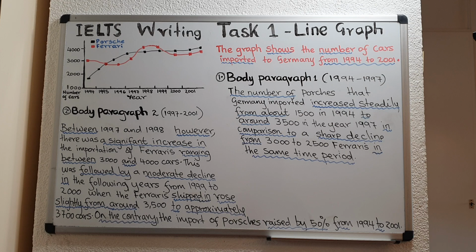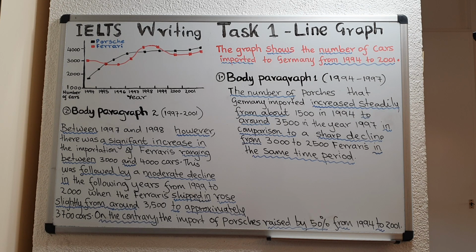Okay? So, firstly, there was a significant increase in the importation of Ferraris between 3,000 and 4,000 cars. Okay? And then, after that, there was a moderate increase. So instead of decline, that should have been increase. Very moderate. Moderate means it was not a lot.